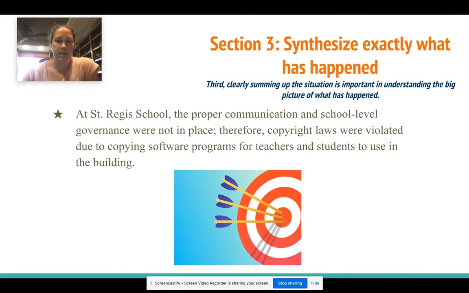Third, clearly summing up the situation is important in understanding the big picture of what has happened. So at St. Regis School, the proper communication and school level governance were not in place. Therefore, copyright laws were violated due to copying software programs for teachers and students to use in the building.